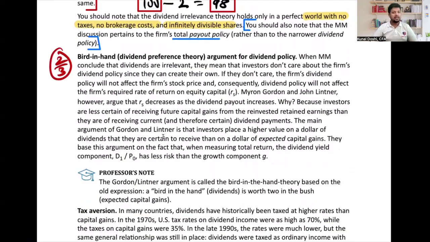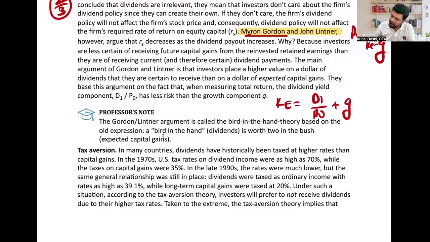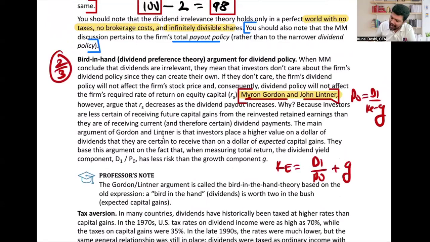Now, on the extreme opposite side, you have the theory of these two guys who actually countered Miller and Modigliani. These two people were Myron Gordon and John Lintner. Of this Myron Gordon, you must be very familiar with Gordon's growth, right? If you recollect Gordon's growth formula, P0 is D1 over cost of equity minus growth, right? If you rearrange that, you will get cost of equity is D1 over P0, that's dividend yield, plus growth.